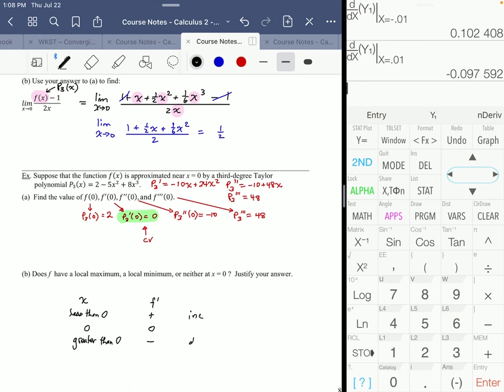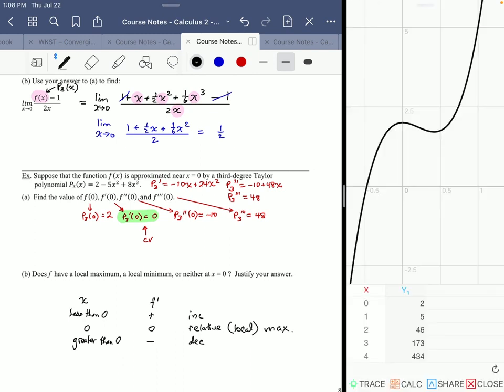So this is increasing, followed by decreasing, and so therefore we're looking at something that is a relative or local maximum. All right. And so that would be a justification. The graph is also a justification if you want to sketch out the graph, copy paste the graph into a digital document.